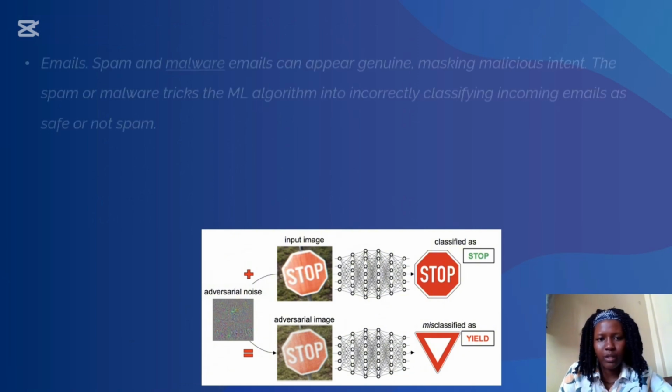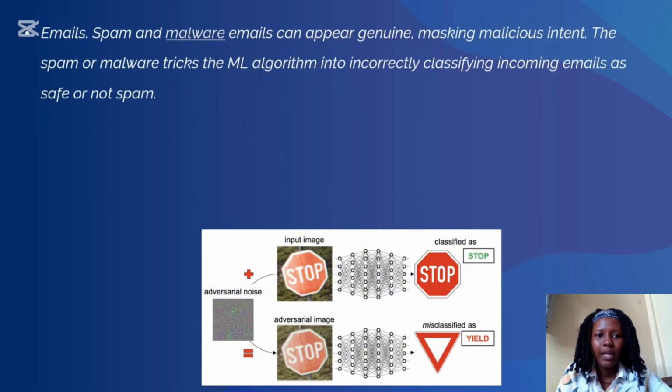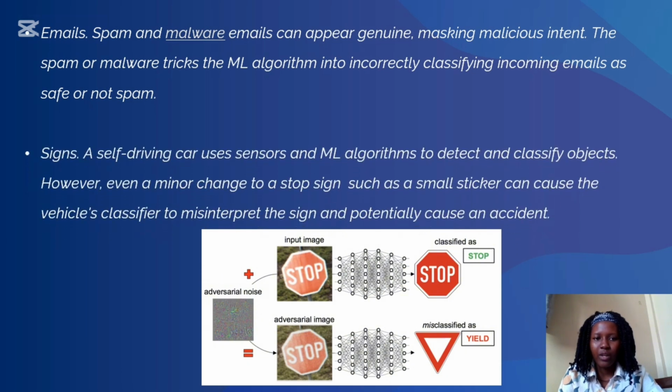Now, we are going to look at emails. Spam and malware emails can appear genuine, masking malicious intent. Now, the spam or the malware tricks the machine learning algorithm itself into incorrectly misclassifying as safe or not spam. So we can also look at signs.